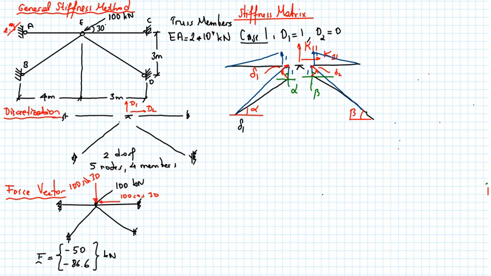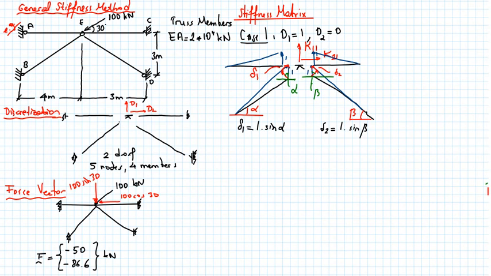So from that, delta 1 will be equal to 1 times sine alpha, and delta 2 is equal to 1 times sine beta. So this delta 1 and delta 2 will create an axial force on this member.